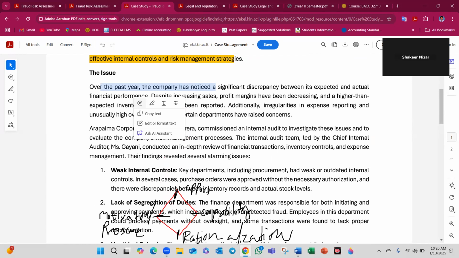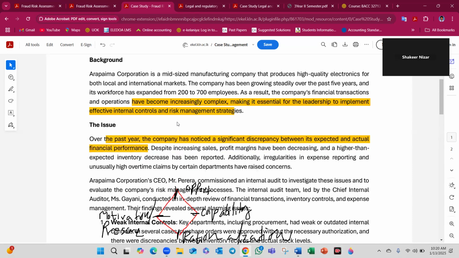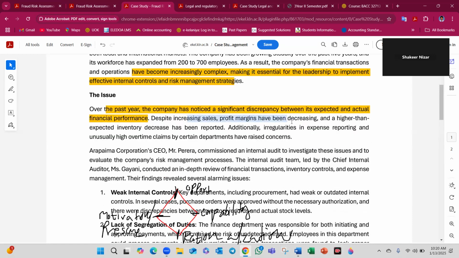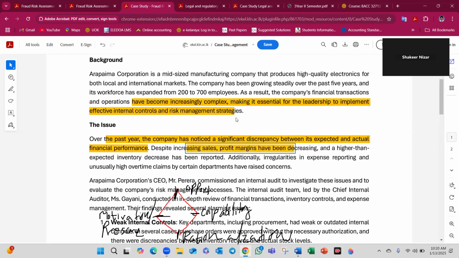A significant discrepancy between its expected and actual financial performance. Despite increasing sales, the case is there: profit margin was decreasing. If sales are increasing, the profit margin normally also needs to increase, right? Let's say sales are increasing by 15%, the GP margin, like 12%, something like that, needs to increase here, but it is the other way around.